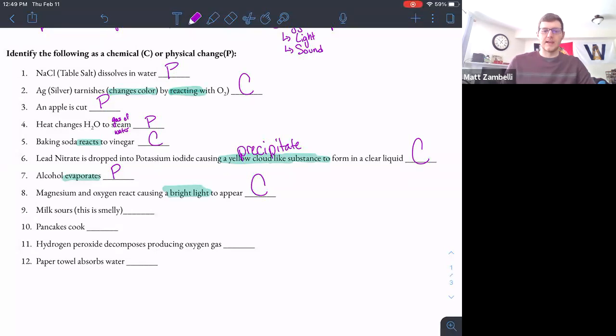Again, 100% of the answers I got were correct. This is a chemical change. We're changing its odor. We're changing the smell. So it's going to be one of those chemical changes. So when milk goes bad, it sours and it turns into a different thing. Pancakes cook. What do we think? Physical or chemical change?